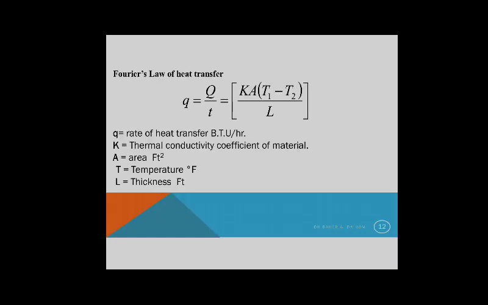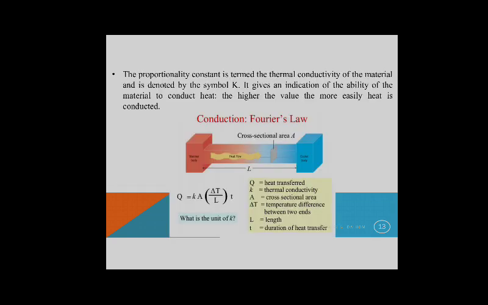Fourier's law of heat transfer: Q = Q/T = KA(T1 - T2)/L. Q is the rate of heat transfer, K is the thermal conductivity coefficient, A is area, T is temperature, L is thickness. The proportionality constant is termed thermal conductivity of the material and is denoted by the symbol K. It gives an indication of the ability of a material to conduct heat. The higher the value, the more easily heat is conducted by this material.